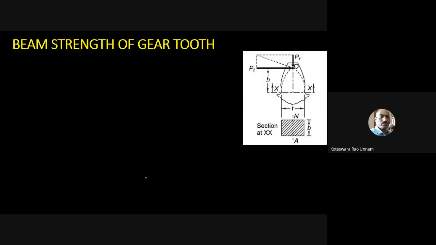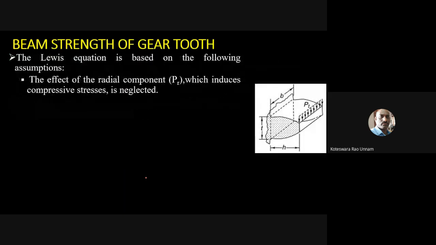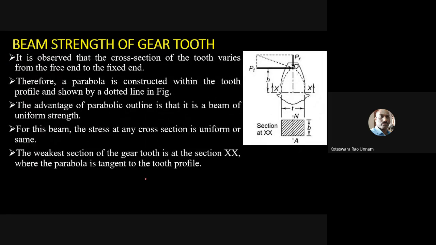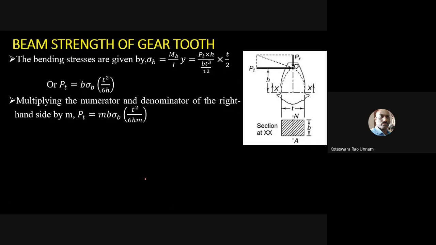So here, if I go back, y is nothing but the Lewis form factor. Generally that form factor is expressed as t square by 2hm. So this is your y. Also, if you refer to some data books, they give the y factor as some constant value, let us say 0.5 minus some other value divided by the number of teeth.